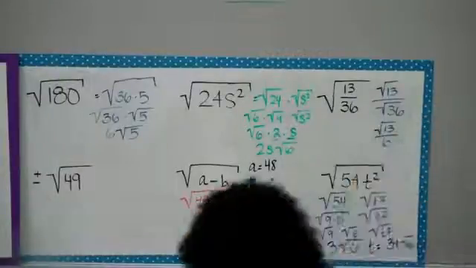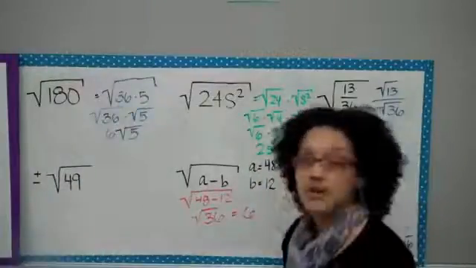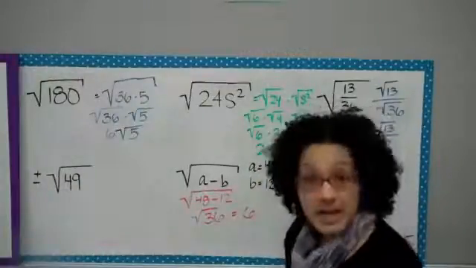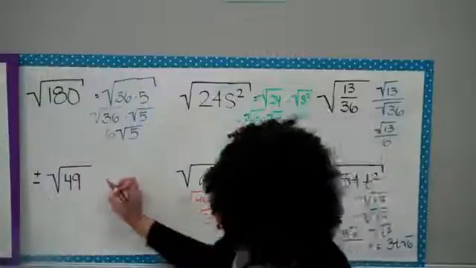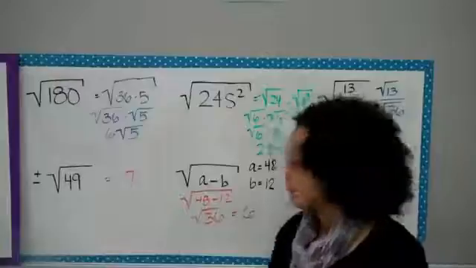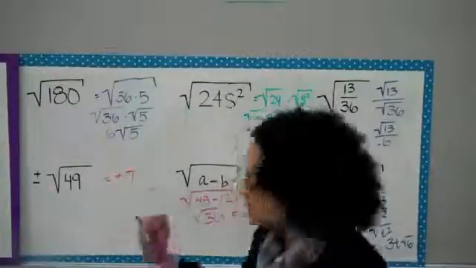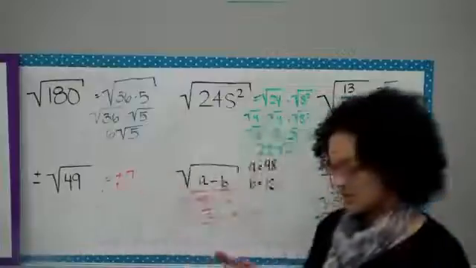And one more. I want the positive or negative square root of 49. Well, 49 is a perfect square, so I know my answer is going to be 7 because 7 times 7 is 49. But the problem wants positive or negative. So we could have positive 7. We could have negative 7.